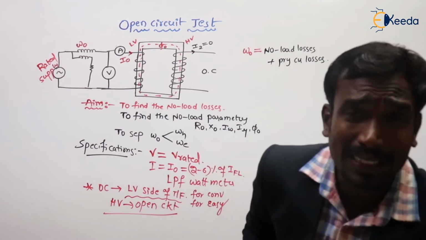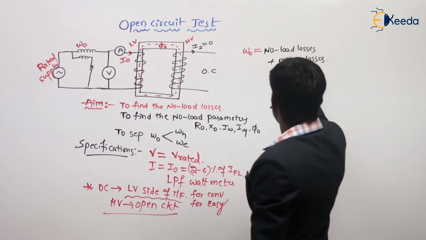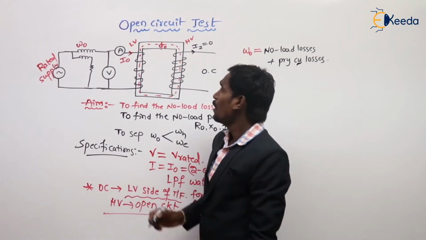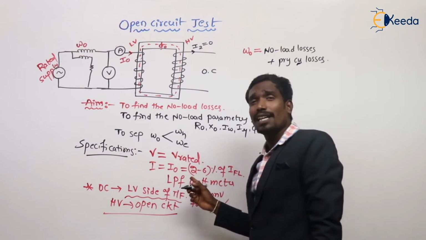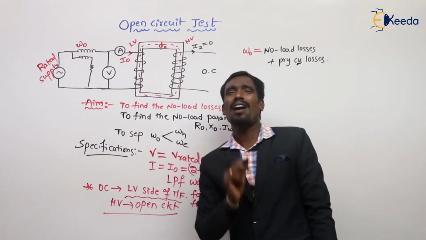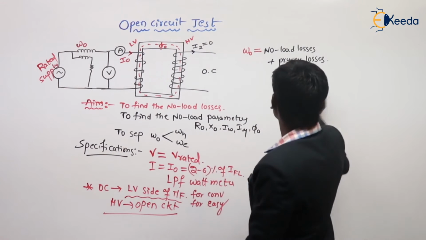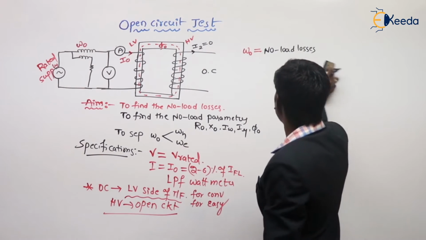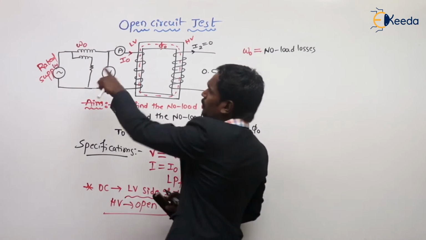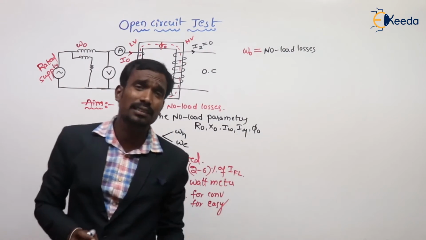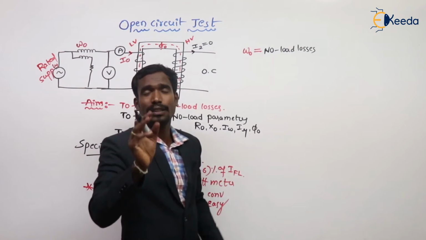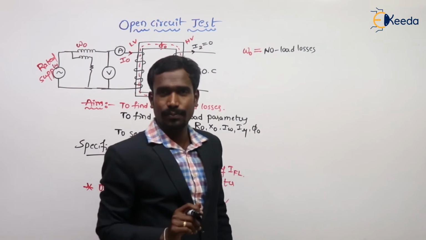But we know that the copper losses depend on current. What is the current here? Just 2%, very small. That's why the primary copper losses are neglected. Now the wattmeter reading gives us the no load losses of the transformer only.